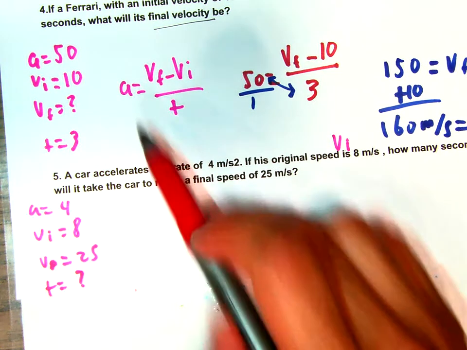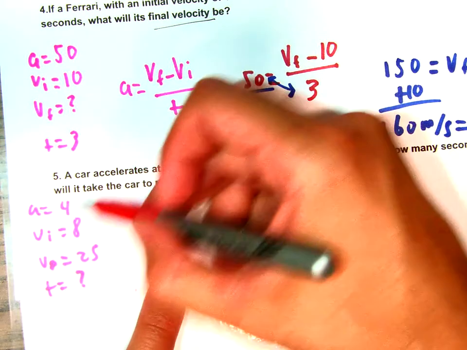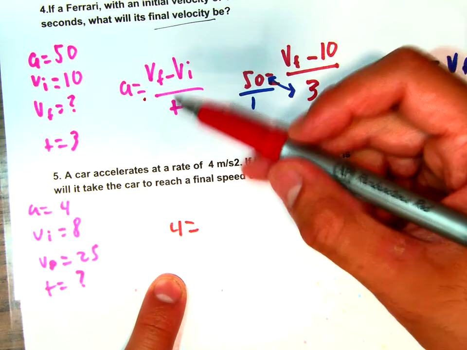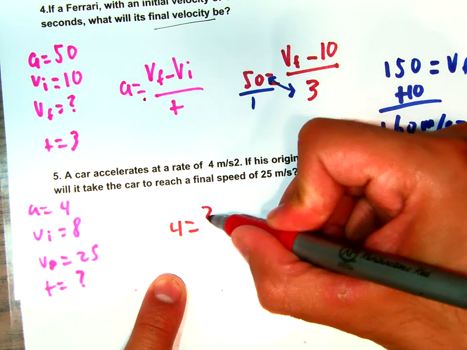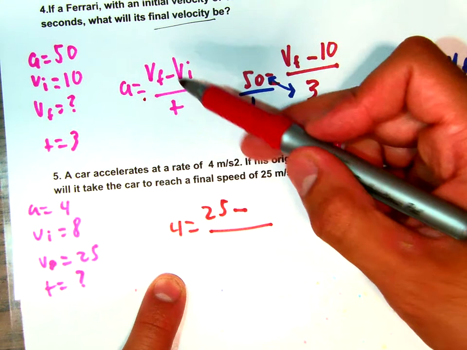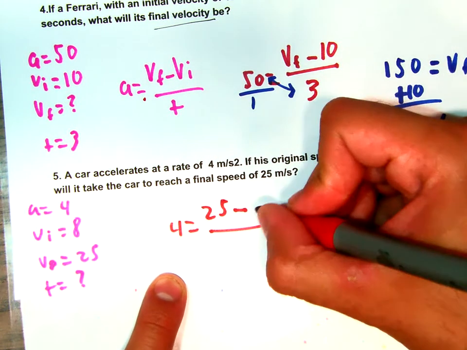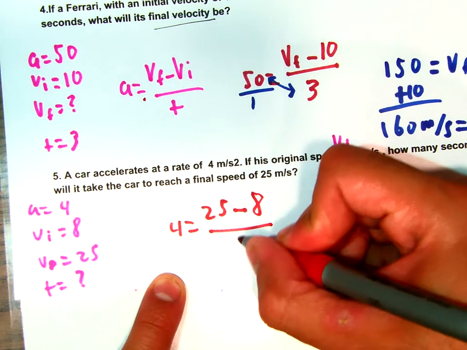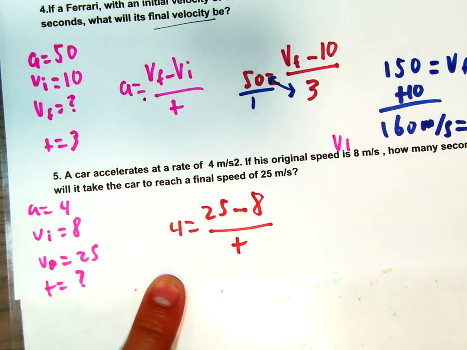I already have the equation here. I'm not going to rewrite it. So rather than A, I put 4. 4 equals final velocity. Final is 25. Take away, I already have my initial. Initial is 8. Divided by T, because I don't know T. I don't know time.